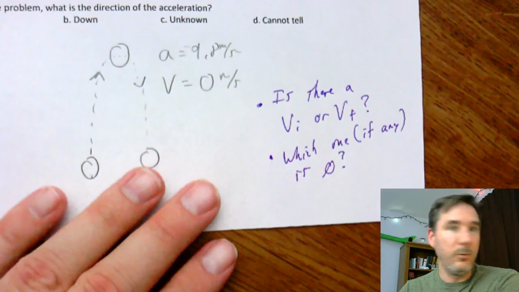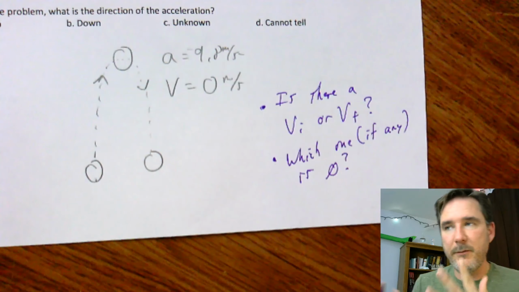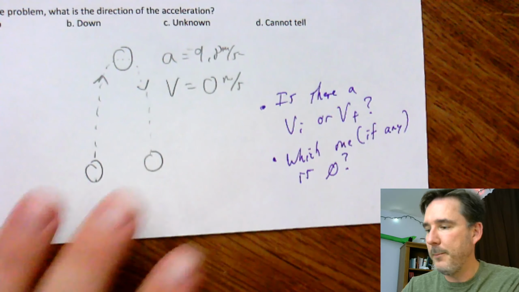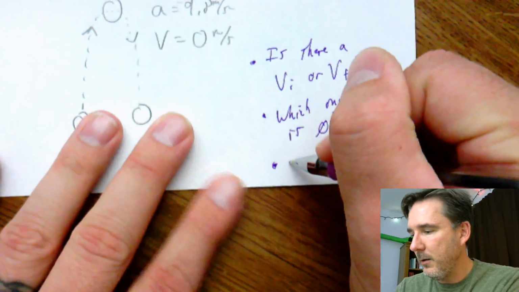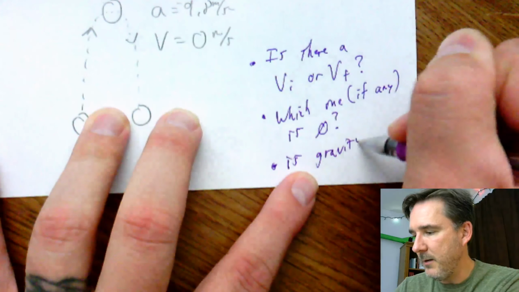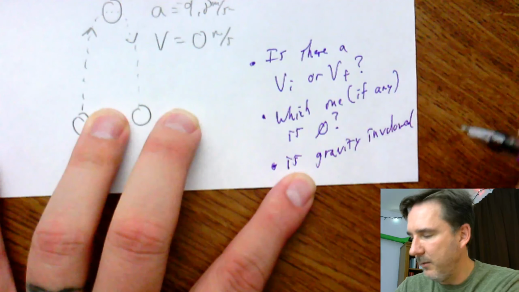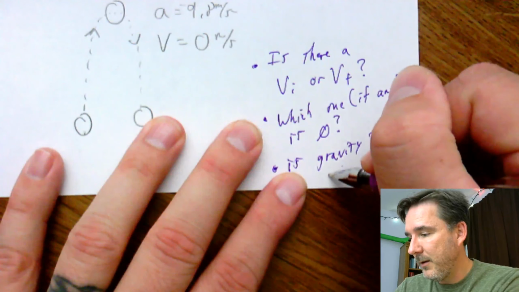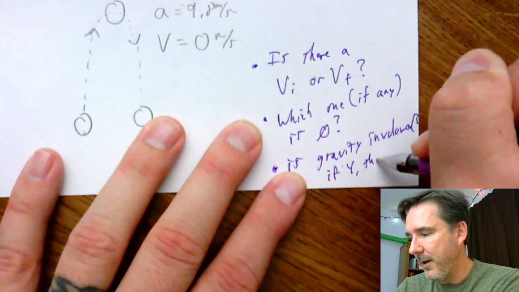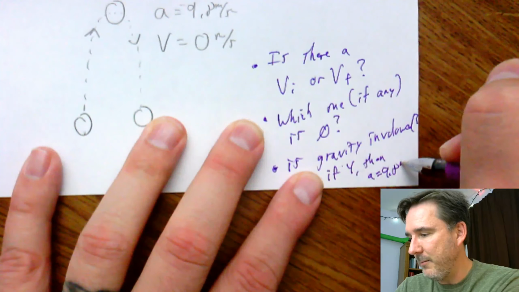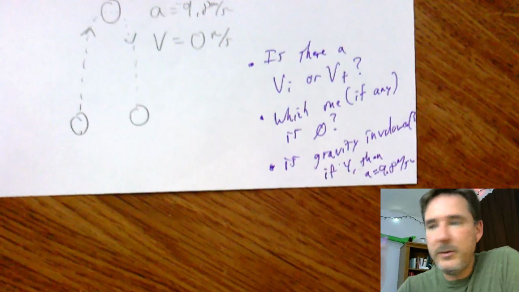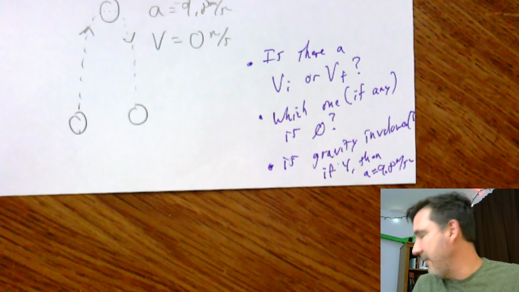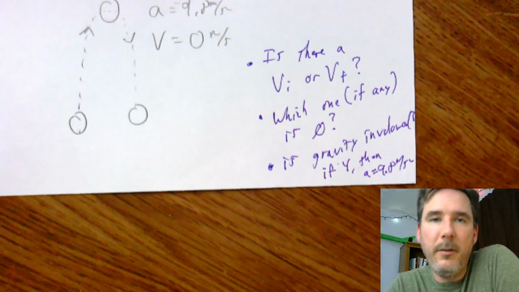All right. So look for the clues. Something slowed to a stop. Something started from rest. Look for clues to see if one of those is 0. And then finally, is gravity involved? If yes, then acceleration is 9.8 meters per second squared. Okay, so seriously though, if gravity is involved, then acceleration is going to be negative 9.8. It's going to be 9.8 meters per second squared downward. All right.